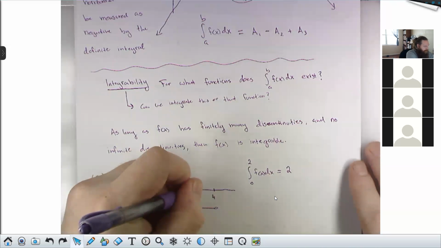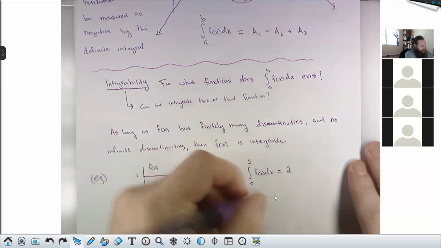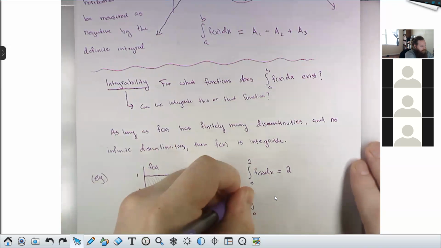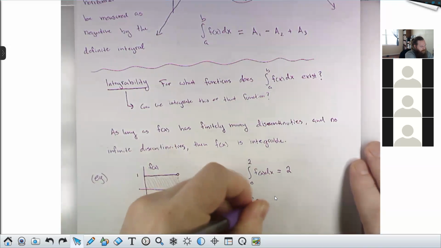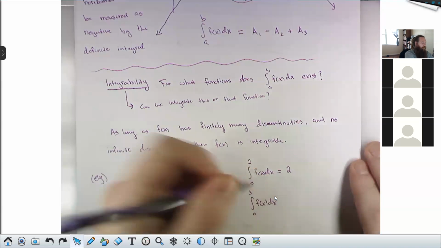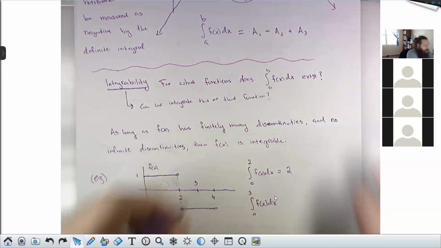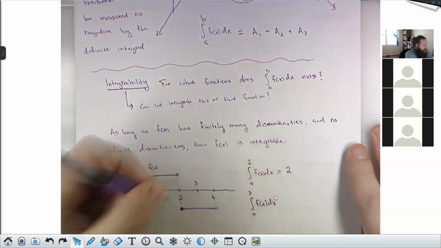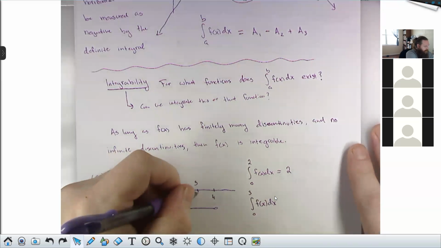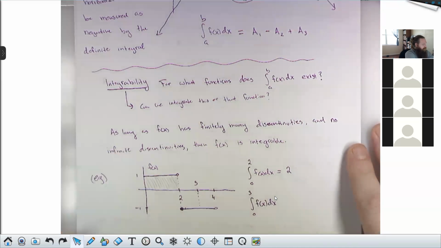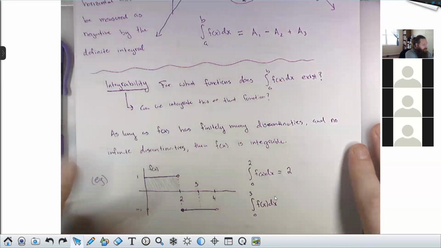If I were to stop here at 3, that's okay also, even though I'm jumping over this discontinuity. Remember, if a function was discontinuous, then you couldn't differentiate it. That was a big deal. But here, even though this thing is discontinuous, we can still integrate it. The discontinuity doesn't mess things up for the integral.